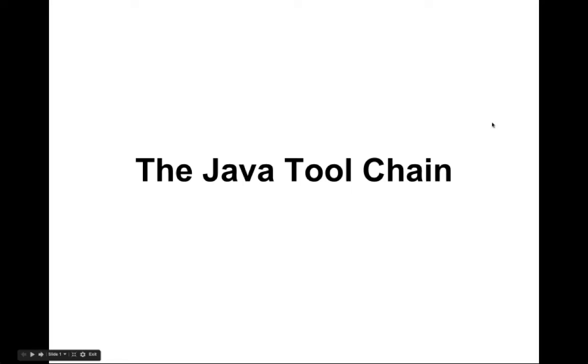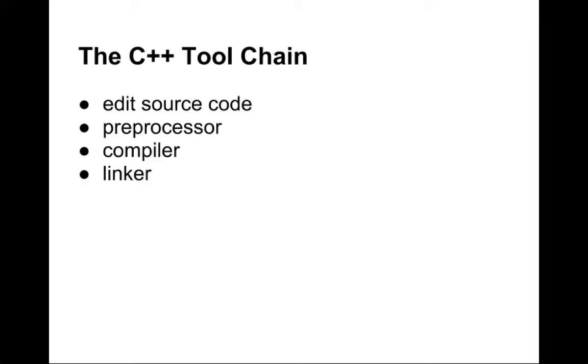Okay, let's talk about the Java toolchain very briefly, and we'll get into a lot more detail in class. Let's start by comparing the C++ toolchain. I mentioned this briefly in an earlier video, and I actually left a few steps out in that earlier description. But basically, when we write code in C++, we edit source code.